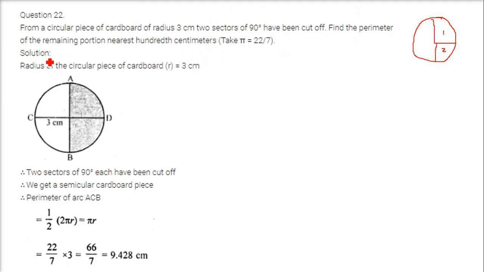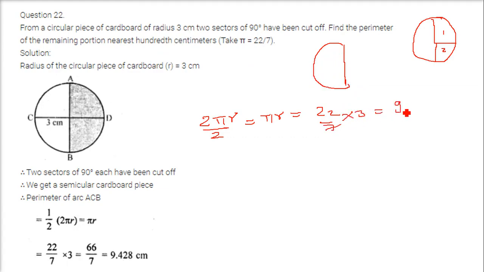Now here we have to find the perimeter of the remaining portion nearest to 100 centimeter. So what will be the perimeter? The remaining will be this one, so we'll find out this part and this part and we add them. So what is this part? See, 2 pi r is the circumference of the circle. When you make it half, it is 2 by 2 pi r, so it will be pi r only. Half of 2 pi r is pi r. So it will be 22 by 7 into radius. What is the radius? It is given 3. So this will come as 9.428.